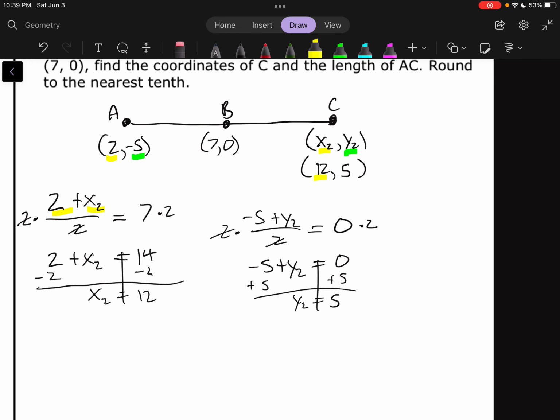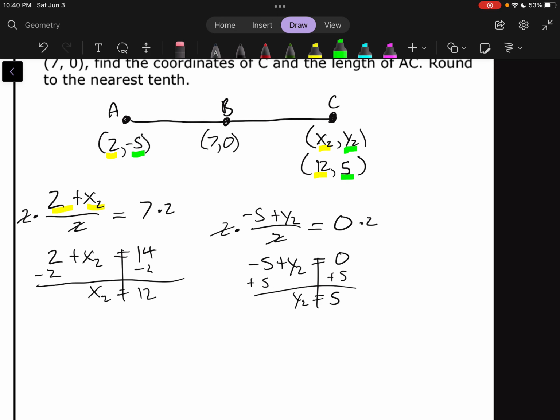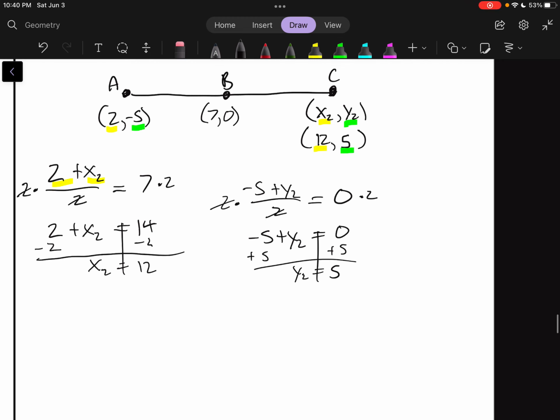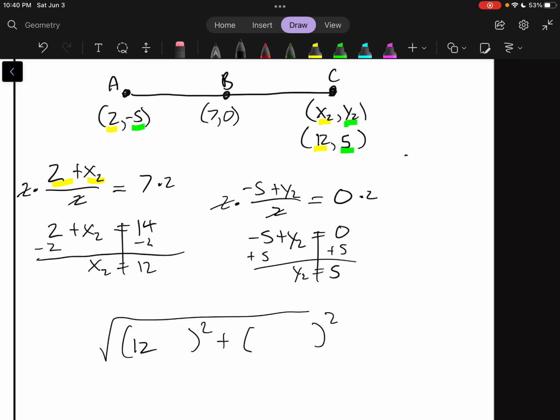Now, what we can do now that we know where x2 and y2 are, is we can do the distance formula with A and C to find the length of AC, right? That was the second part of this problem. So we're supposed to be doing x2 minus x1, so that's 12 minus 2, right? Because this is my x1, y1. 12 minus 2, and then for the other one, we're going to do y2 minus y1. That is 5 minus -5, which, minus a negative is a positive.